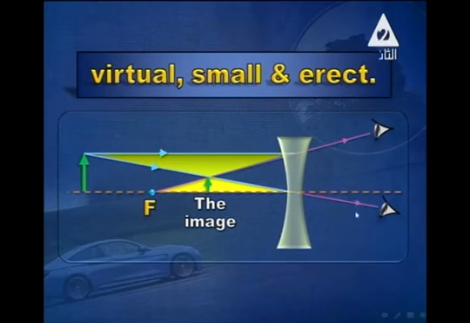So the two refracted rays will not intersect. So we take the extensions of this refracted ray, which intersect with the light ray which passes through the optical center to form the image. This image is virtual because it is the intersection between the extensions of the refracted rays, and small as we see, and erect.